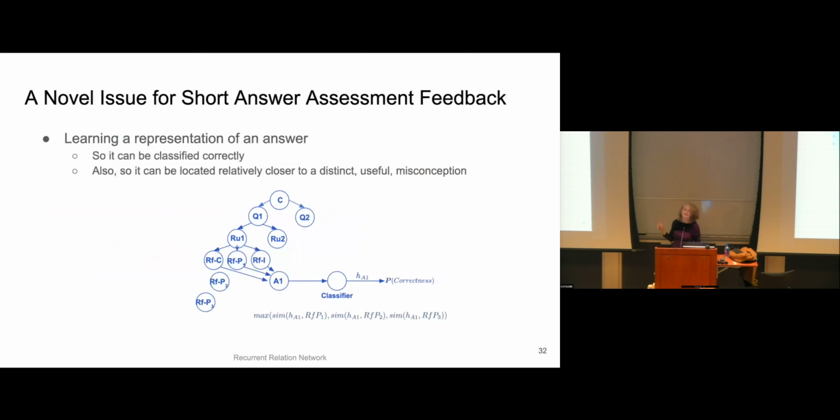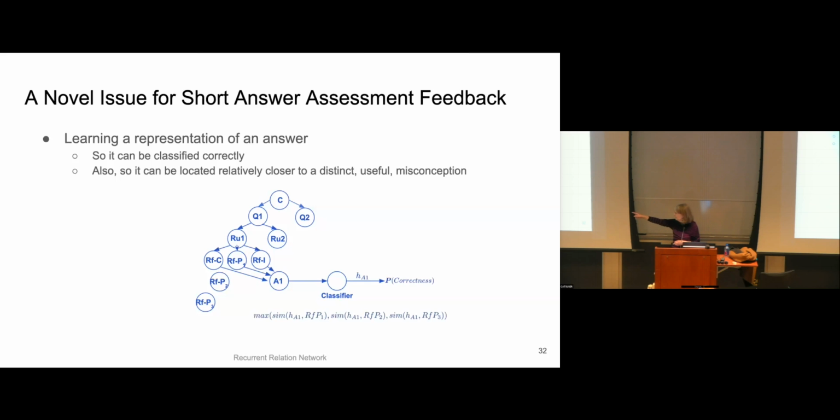But in addition, where does the contrastive learning come in here? We want to learn a good representation of the student's answer so it can be classified correctly. But we decided to address this other goal, so it could be located relatively closer to a distinct, useful, partially correct reference answer. So here are three partially correct reference answers: RFP1, RFP2 for partially correct, and RFP3.